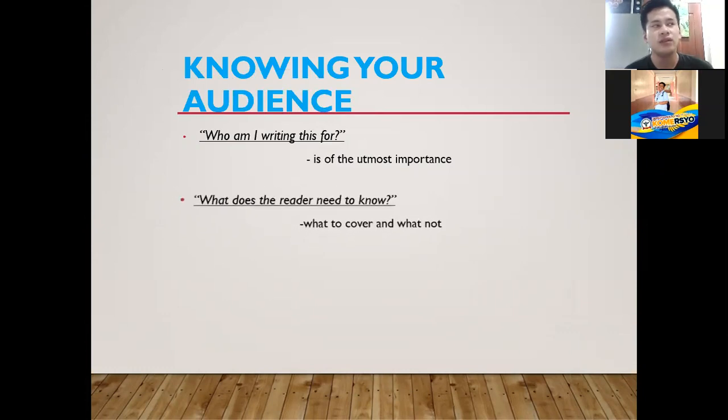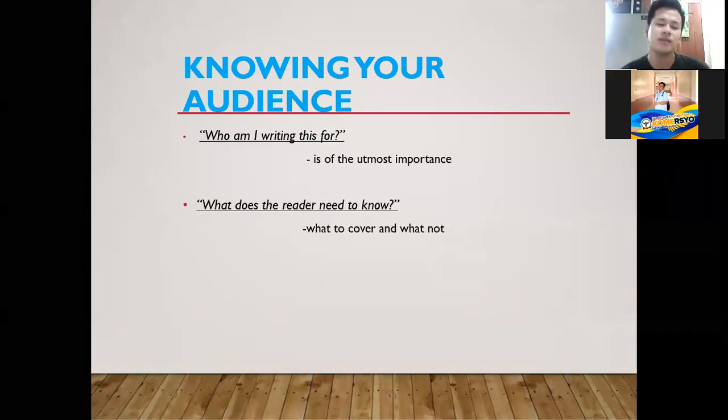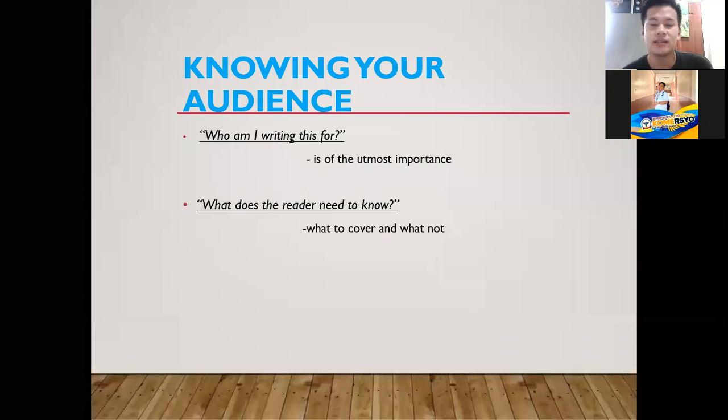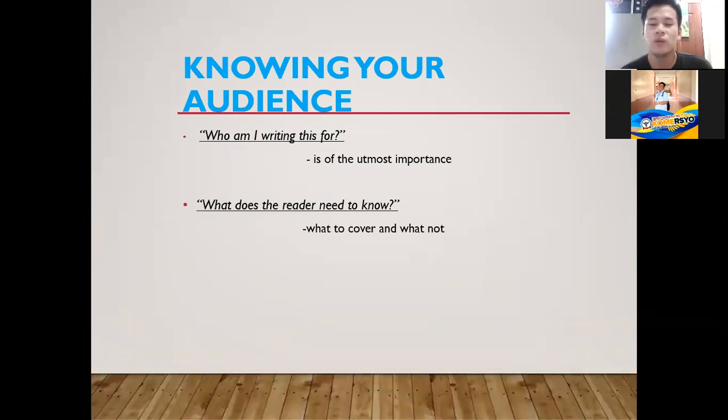Next, if you already have identified asa nimo ipadala ang communication, next question would be, what does the reader need to know? Unsa day kinahanglan mahibal-an sa akong reader, no? So what to cover and what not. So by having this question, we could know unsa ra atong coverage, no, sa ato ang ihatag nga information. Ug asa lang ta maglimit, no?